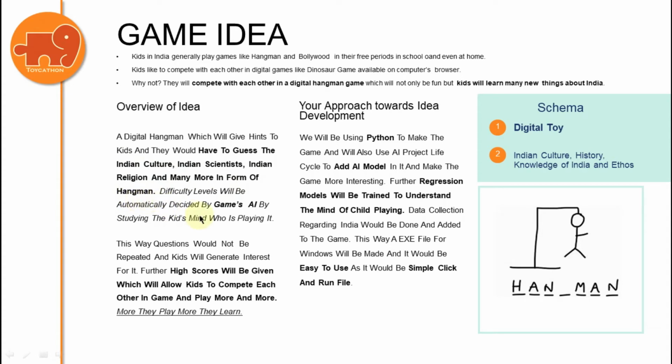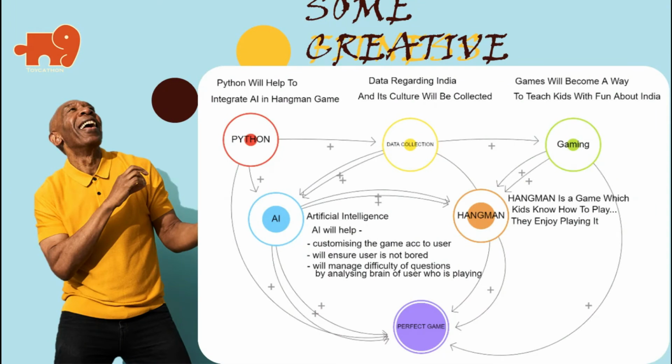Further, artificial intelligence is introduced so that the person will not get bored. Artificial intelligence will understand the mind of the person and accordingly give questions. That is how the person will not get bored and will be encouraged to solve more and more questions. The game is the result of serious efforts.